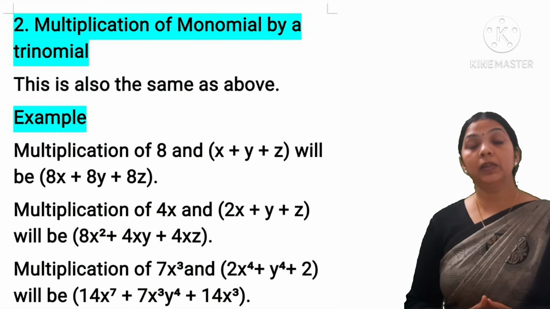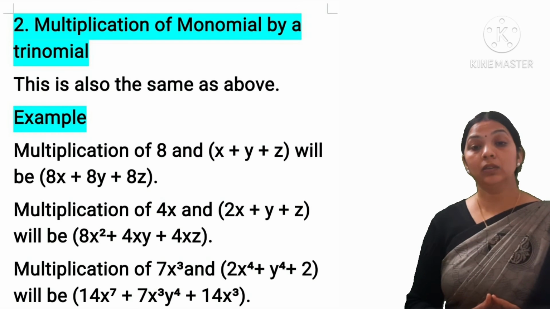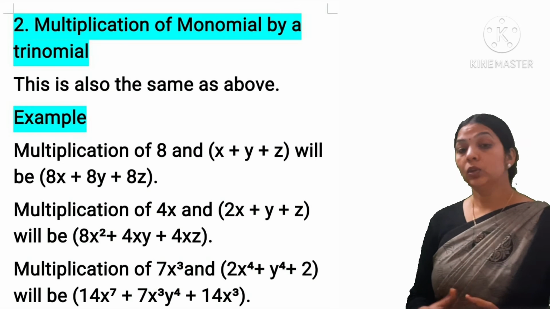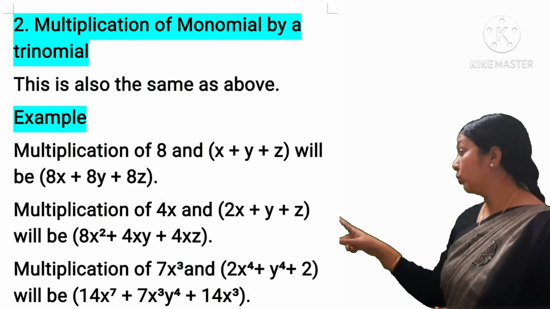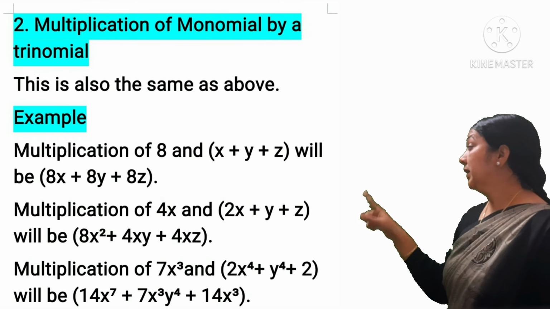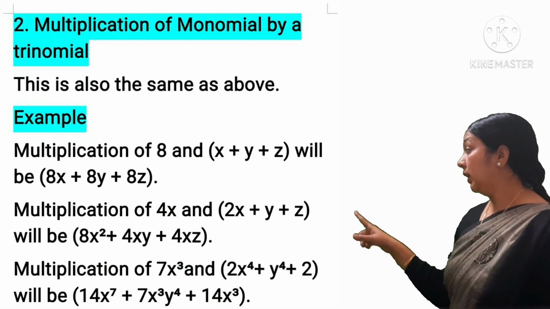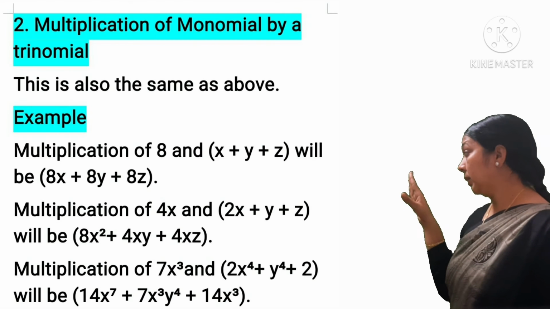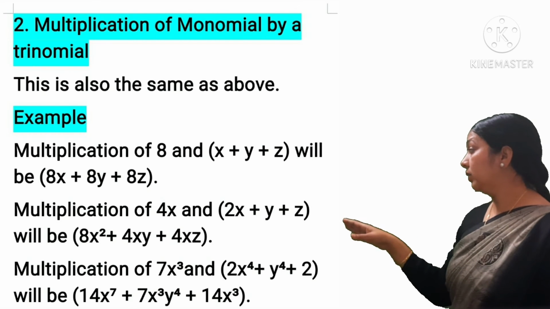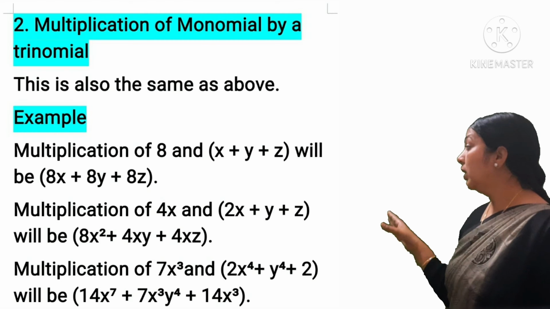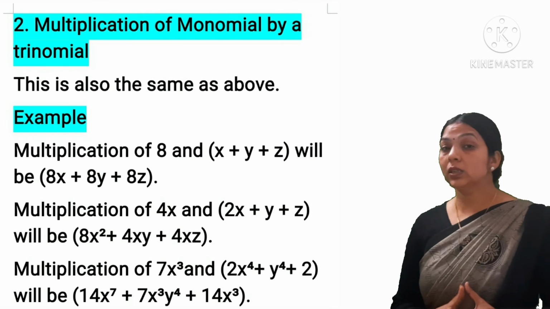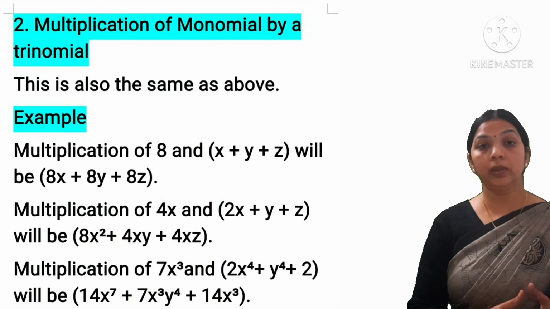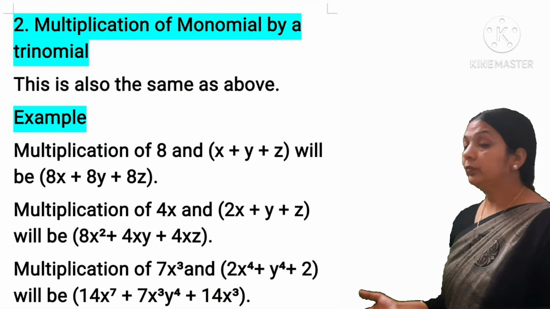The second example is multiply 4x and 2x plus y plus z. So 4x would be multiplied by the first term, that is 2x. It would result in 8x square. Then it would be multiplied by y, 4xy, and then it would be multiplied by z, that is 4xz. So this is how we multiply a monomial to a trinomial.